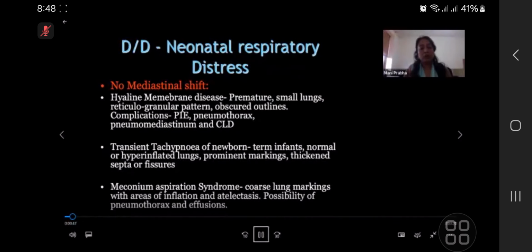In transient tachypnea of newborn, the lungs are normal or hyperinflated. They can show prominent markings, thickened septae or fissures. In meconium aspiration, there will be coarse lung markings with areas of inflation and atelectasis. There is a possibility of pneumothorax and effusions also.